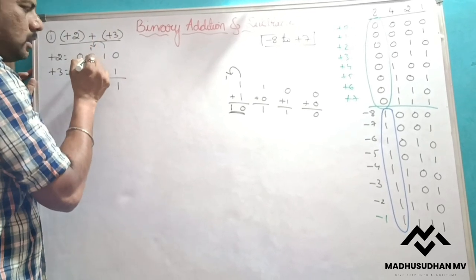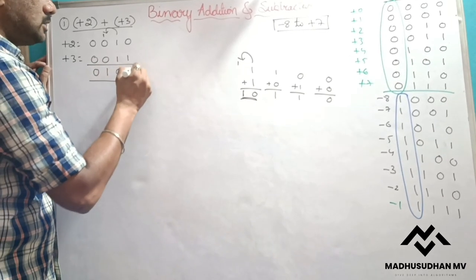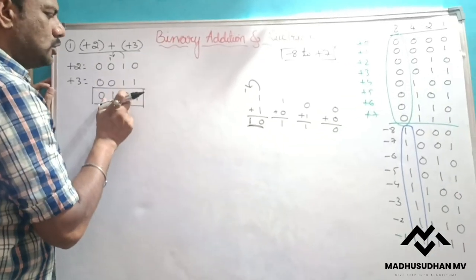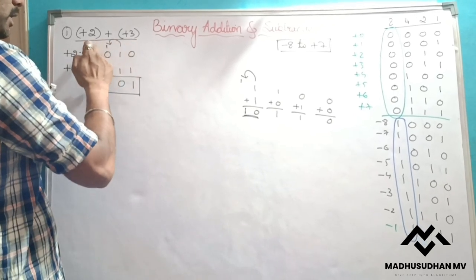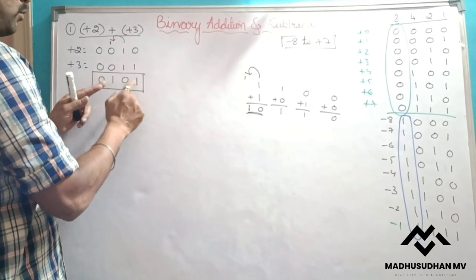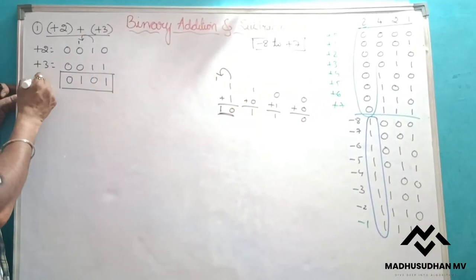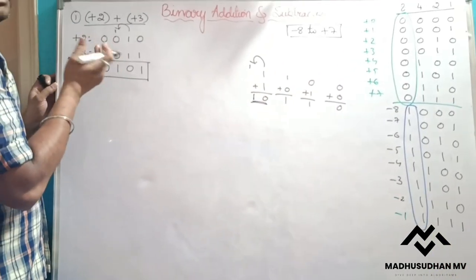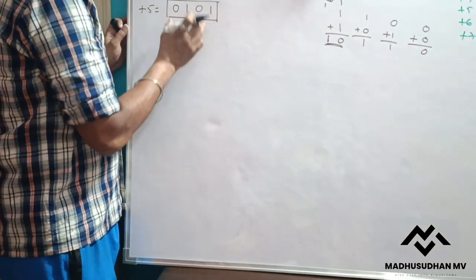Now 1 plus 0, 1; 1 plus 0, 1; 0 plus 0, 0. Now this is 0101. Actually, this bit is 1, 2, 4, 8. So 1 and 4, 5. See, 0101 is 5. So this is nothing but plus 5. If you add 2 and 3, you get plus 5 only. Binary also is proving we are getting the same thing.